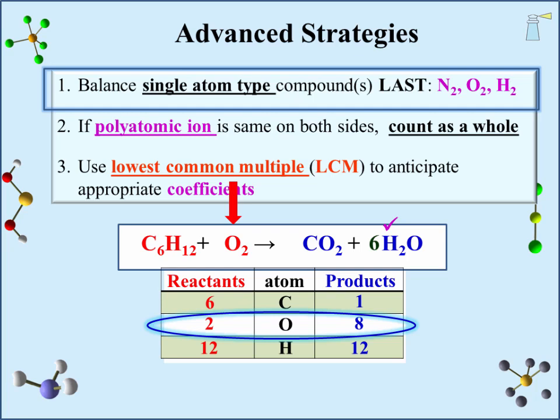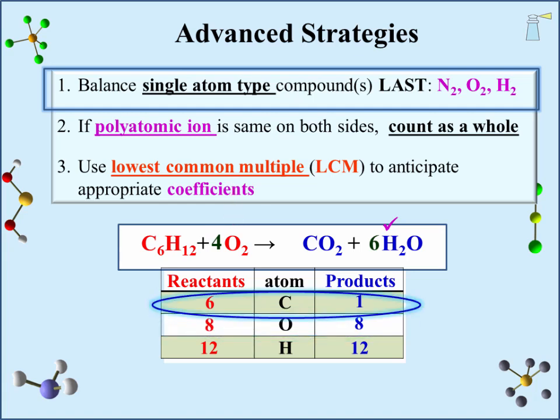What coefficient is needed on the reactant O2 such that the reactant tally rises to a value of 8? That would be 4. 4 times 2 is 8. That leaves the carbons to be balanced. There are 6 carbons on the reactant side and 1 on the product side. Putting a coefficient of 6 in front of CO2 will get the count on the product side to be 6.